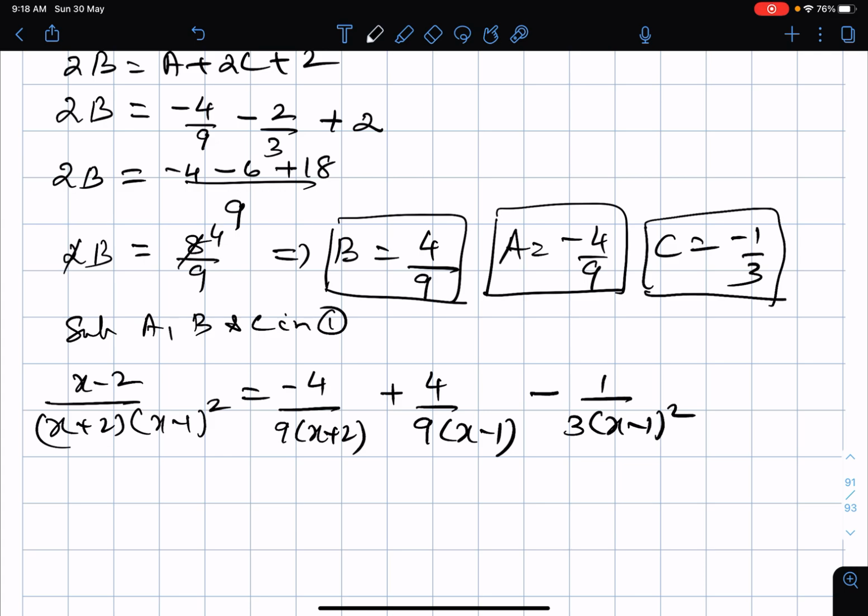We have factorized this term and resolved it into partial fractions. So this is our final answer. Thank you.